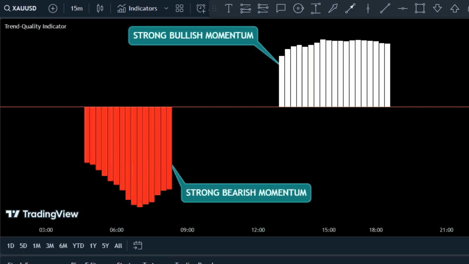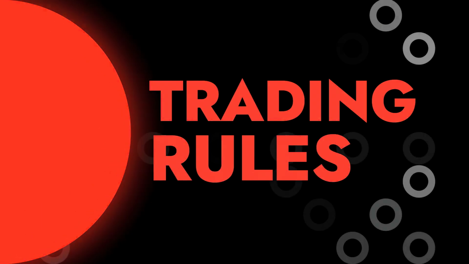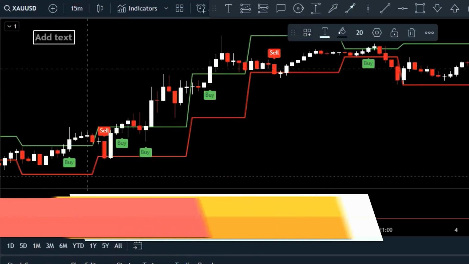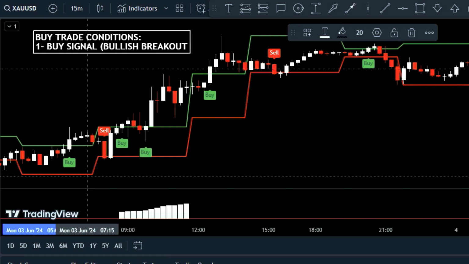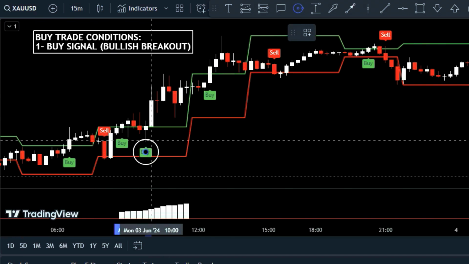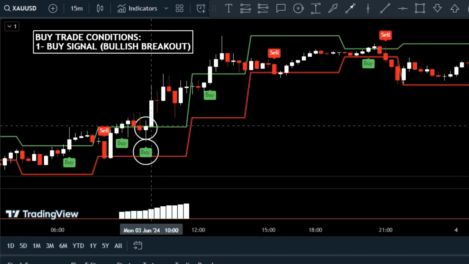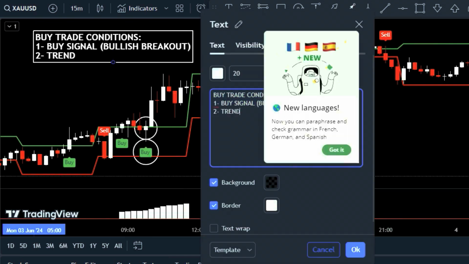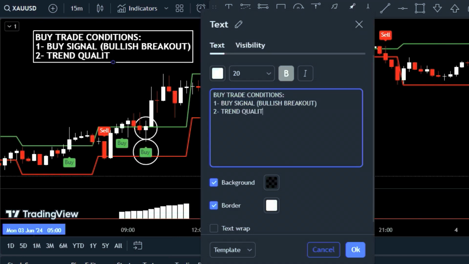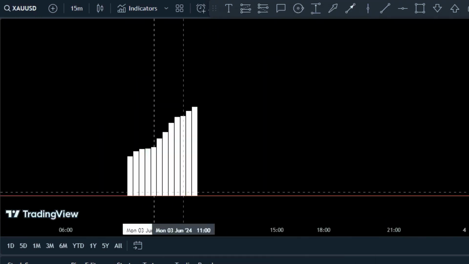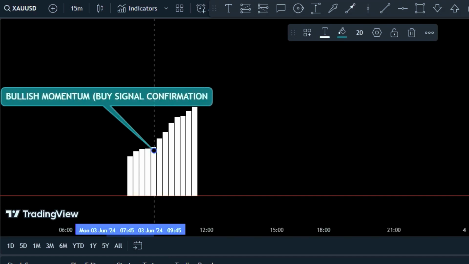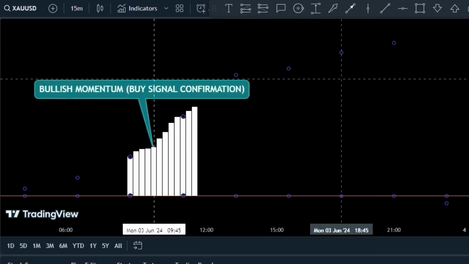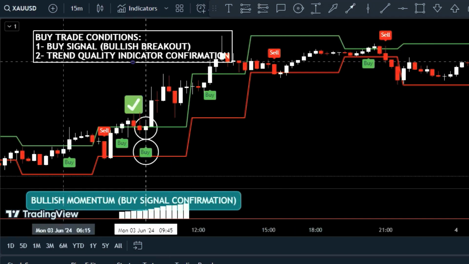Now that you have the tools and know how to adjust them, let's discuss the trading rules and backtest the strategy. For a buy trade, first wait for a buy signal on the chart. Next, check the trend quality indicator for confirmation. You want to see a white histogram above the zero line. So, once both conditions are met, go ahead and enter the buy trade.